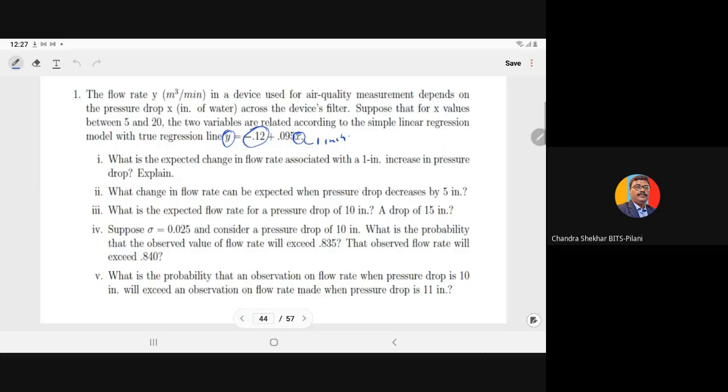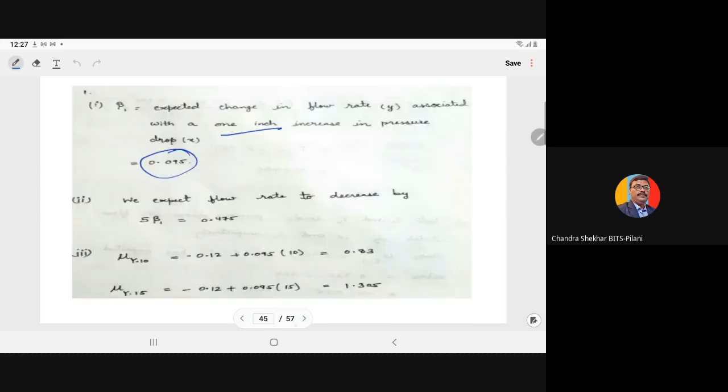Now, in the second part, what change in flow rate can be expected when the pressure drop decreases by 5 inch? When the pressure drop decreases by 5 inch, the change is beta 1 into 5. Beta 1 is given to you as 0.095, so its value will be 0.475. So we expect the flow rate to decrease by this much amount.